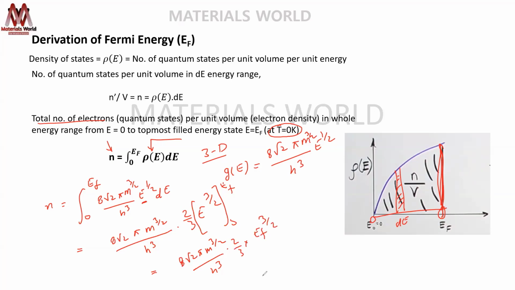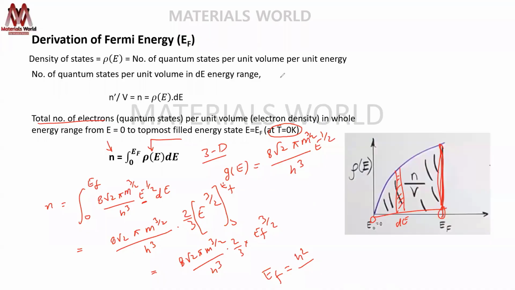You can simplify it, and you can get EF equals h square by. Now simply manipulate the equation, you can simply modify this equation. Please note down the final expression that we will get. That is the formula. You can remember the formula, or you can know what is the g of E and then integrate on the spot if you are not able to remember the relation for EF with 3D, 2D, and 1D.